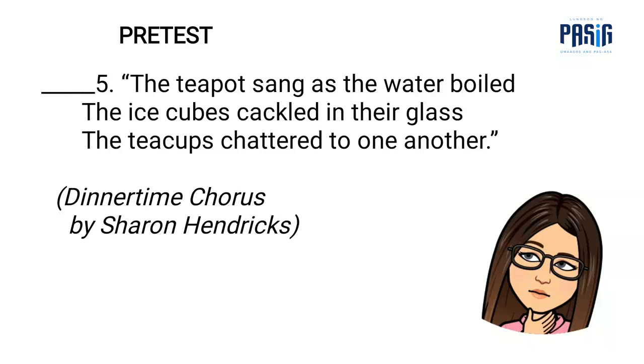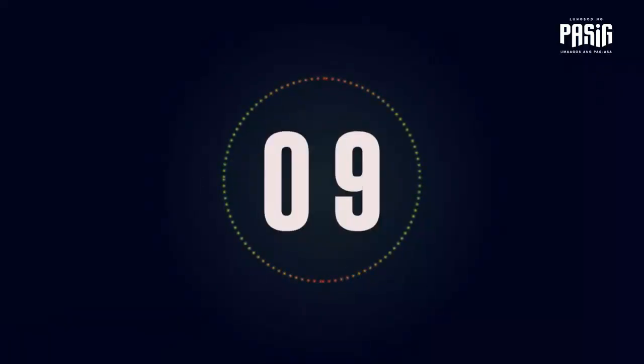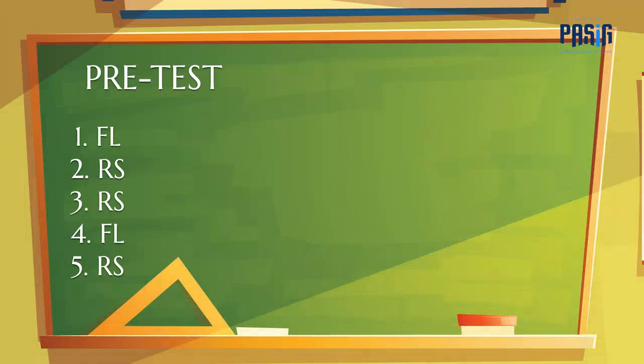If you're finished answering this activity, it is now time to check your answers. Are you ready? If your answer to number 1 is FL, you are correct because the poem has figurative language, which is simile. But if your answer is RS, you are also correct. Words blood and mud are rhyming words.